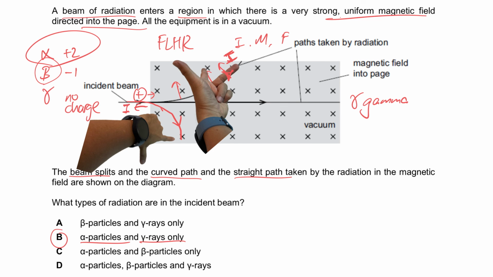If you recall, conventional current and electron flow are opposite, so the electrons must be flowing this way, since the beam is moving to the right. That means it must be negative charges, and the only negative charges will be beta particles. All right, so I hope you understand this question now. Thank you.